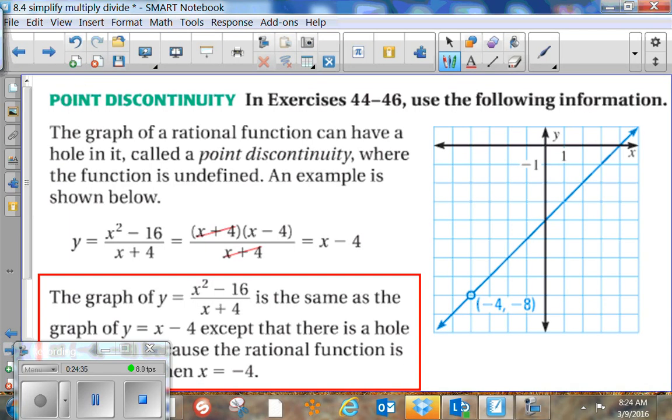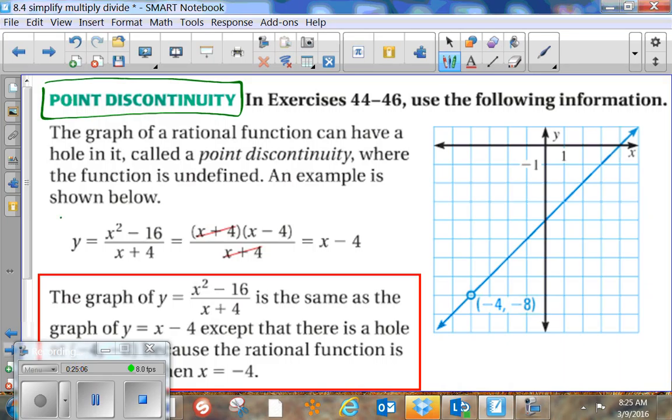Now, one more thing I need to show you, this thing called point discontinuity. Not a big deal, but what does discontinue mean? Stop. To stop. That's right, it doesn't continue anymore.